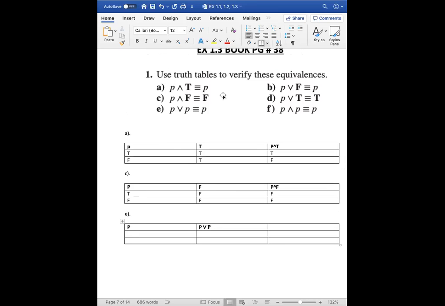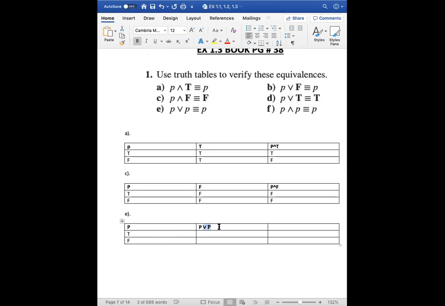All right, let's move on to part E. We have P or P logically equivalent to P. So we have to prove that P or P is logically equal to P itself. We take P, true and false again, because it's a propositional variable with only two possible values. So P or P, if you take an OR with itself, for example, this is true.